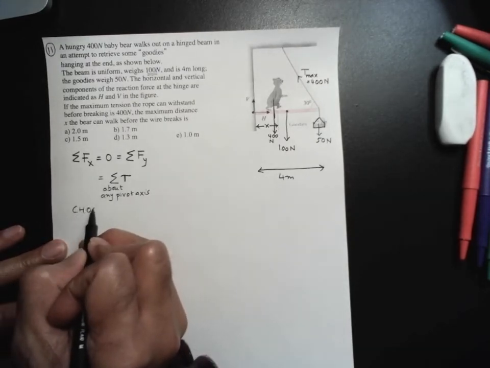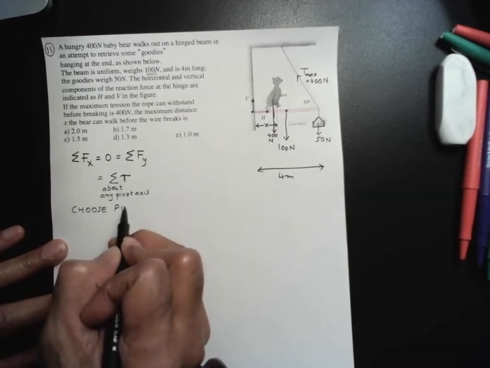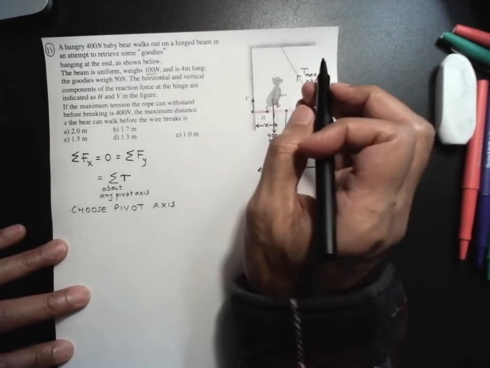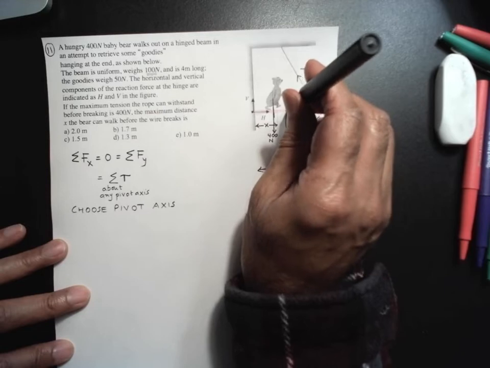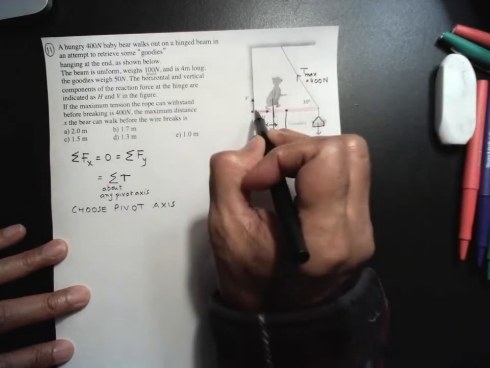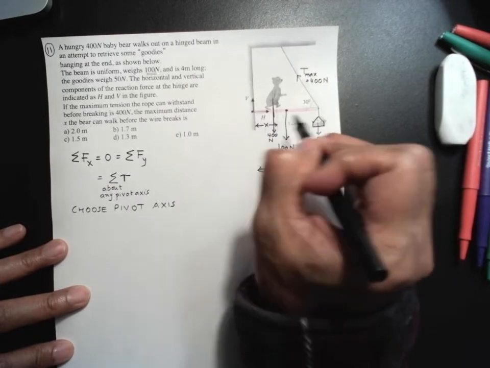Choose your pivot axis wisely. You can choose it anywhere you want. You can choose it right through the center of the beam, going in and out of the page. You can choose it here, you can choose it here, you can choose it wherever you want.